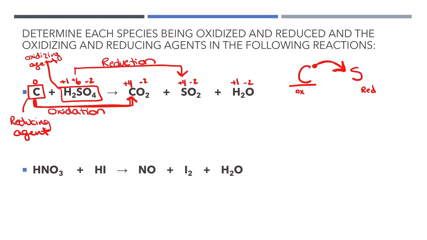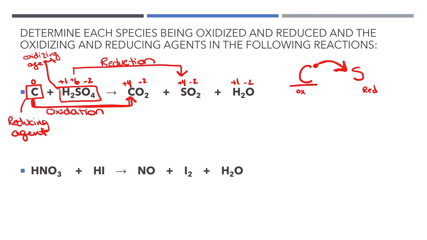I've got nitric acid here, so HNO3. This is going to be a +1 for the hydrogen, a -2 for oxygen. This is going to be a total of -6, +1. So nitrogen in this case is going to have to be +5.